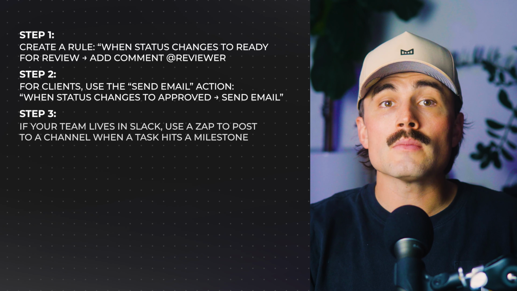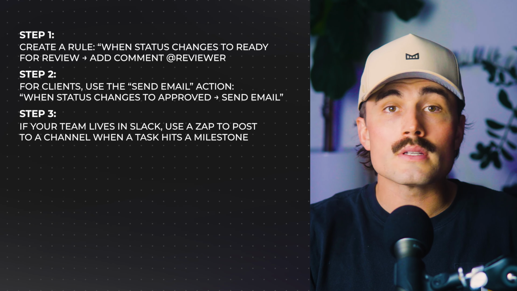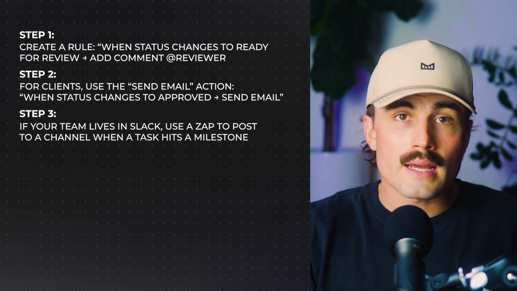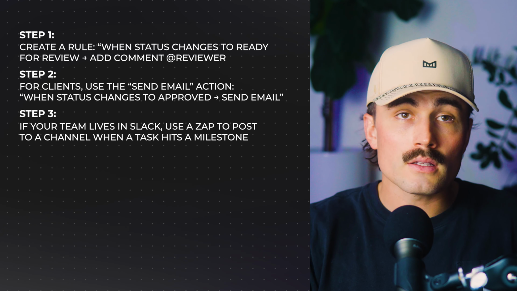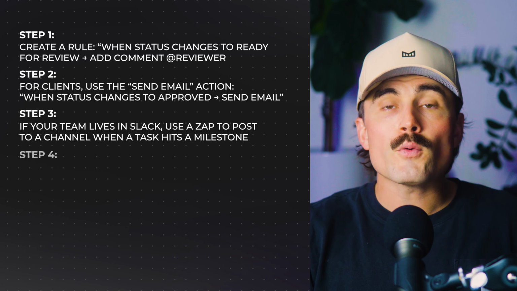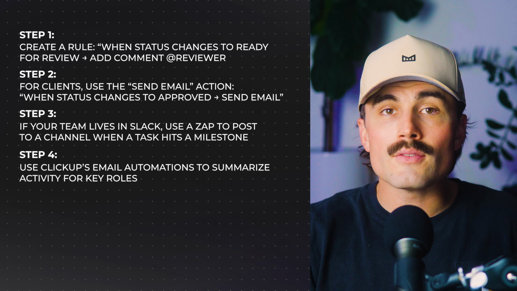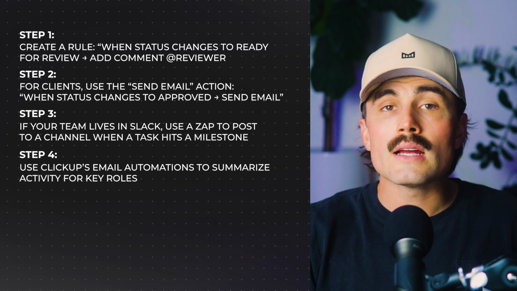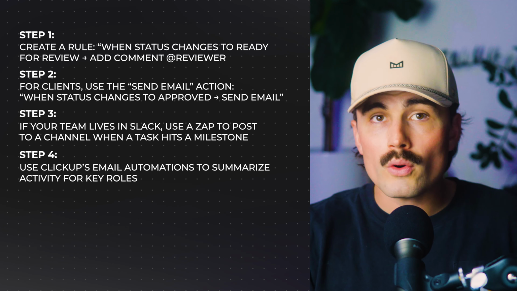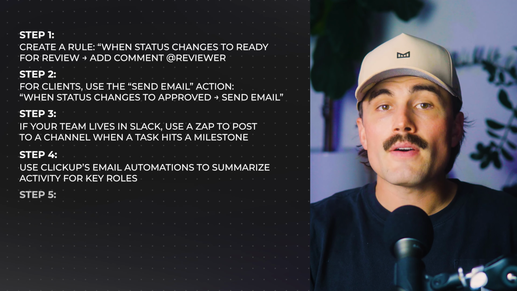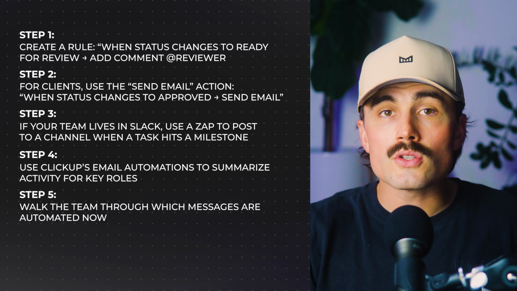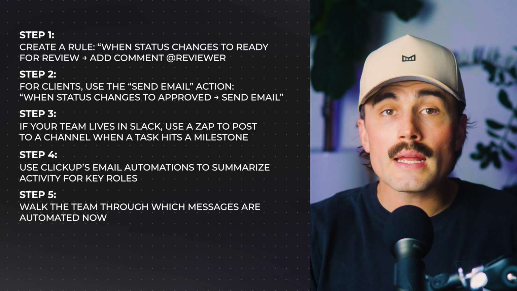Step 3, if your team lives in Slack, use an integration or a zap to post to a channel where a task hits a milestone. Keep the message short and predictable. Or if you're using ClickUp chat, then you can go ahead and send it directly through there. Step 4, set up a weekly digest using a saved view or dashboard and a scheduled export email, or use ClickUp's email automations to summarize activity for key roles. Step 5, walk the team through which messages are automated now so that they stop duplicating them by hand.